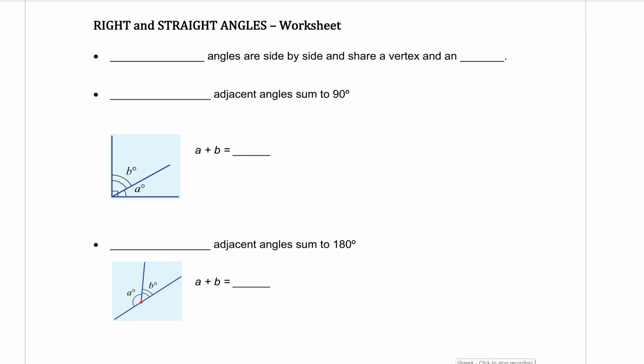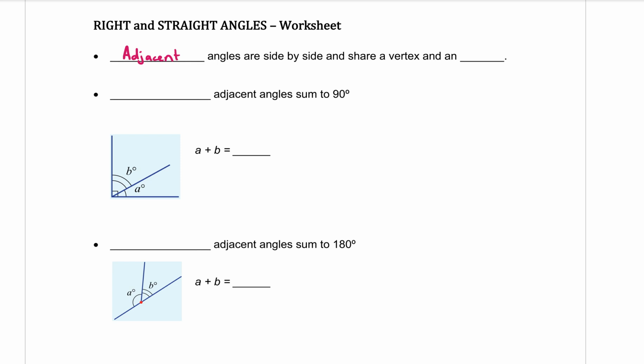Hello Year 7, today we're looking at right and straight angles. So there's a couple of things that we need to know about. The first one is adjacent angles. So I need you to write the word adjacent in here.